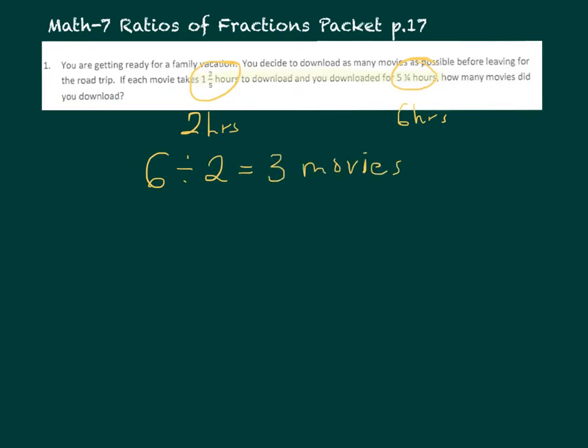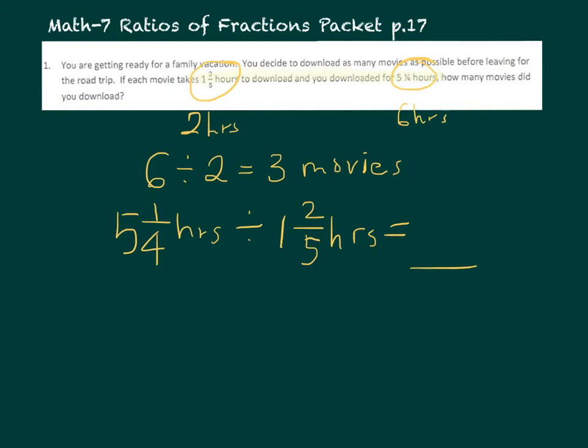So in this case, it is the same thing. Instead of whole numbers, you have fractions. So you have 5 1/4 hours divided by 1 2/5 hours. And then your answer will be, I don't know, you figure it out yourself, but the unit is going to be movies. Okay, so just don't forget to change these mixed numbers into improper fractions first before you simplify. Okay, so let's move on.